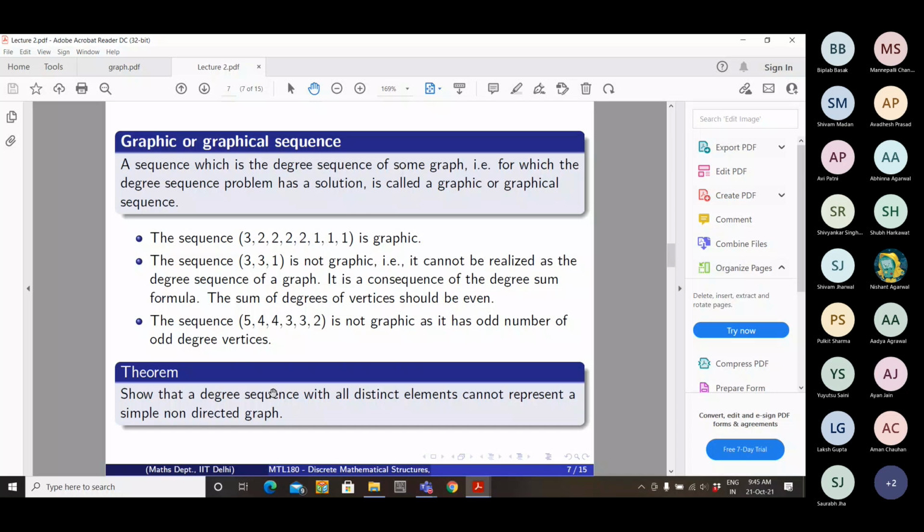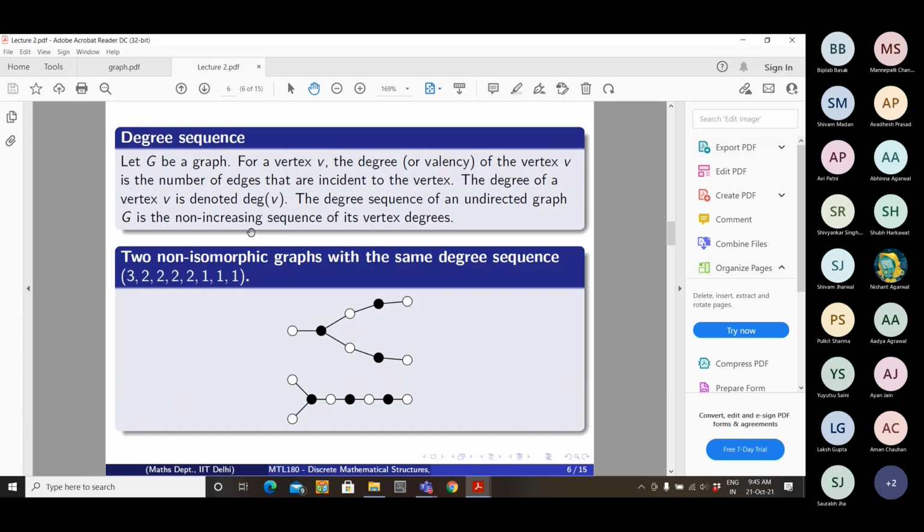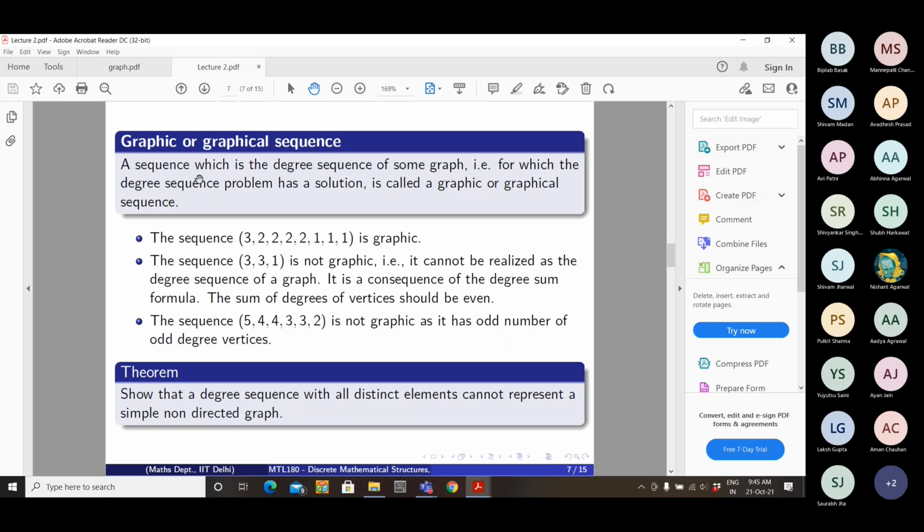Now next is a graphic sequence. Here we have seen the degree of a graph and degree sequences. Now you can take any such non-increasing collection of numbers, and you may ask whether this sequence will form the degree sequence of some graph or not. That is our next definition: a sequence which is the degree sequence of some graph is called graphic.